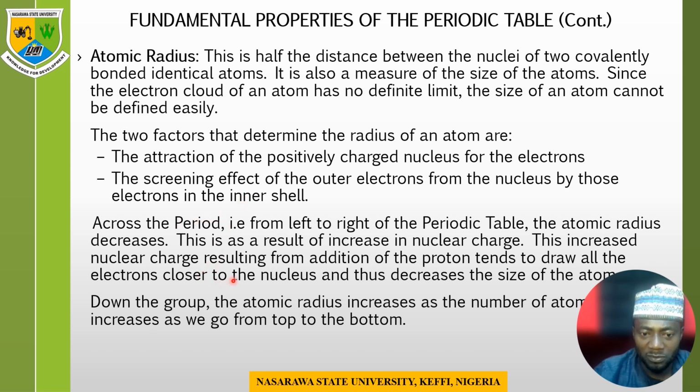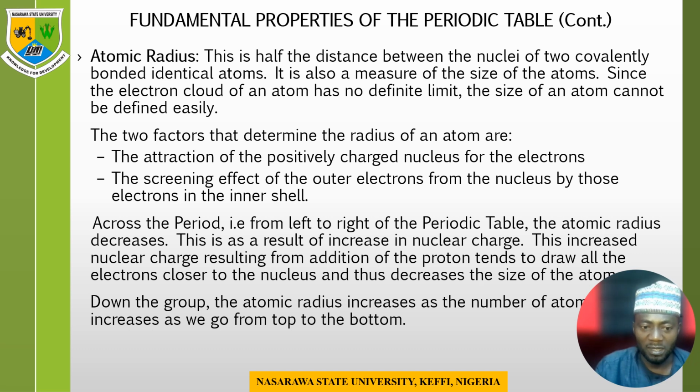Then what happens down the group? Down the group, there is an increase in the number of electron shells. So if you look at, for example, group 1, we have hydrogen, lithium, sodium, potassium. As you are moving, the number of shells is increasing. The first element there, hydrogen, has 1 shell, followed by lithium with 2 shells, followed by sodium with 3 shells. So as the number of shells is increasing, the size of the atom is increasing.